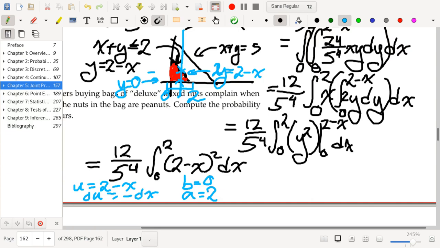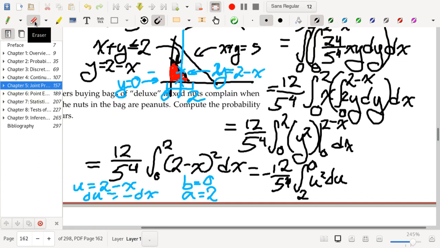So we end up with an integral with improper boundaries where the lower bound is greater than the upper bound. So all told, we end up with negative 12 over 5 to the power 4, integral from 2 to 0 of u squared du. The way we get the bounds in the right position, so that the lower bound is less than the upper bound, is to remove the negative and then flip. Why is that not erasing? Because it's being laggy. So 0 to 2. All right, so we're integrating from 0 to 2, u squared du.